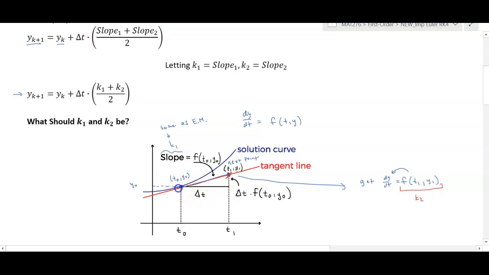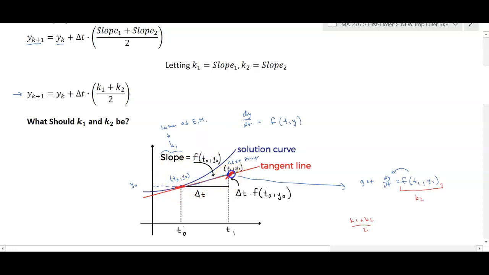So one slope we get right here, and then by using Euler's method, we get a new point which gives us a new slope. And then we're going to take this slope plus this slope and average them together. Okay, so now we would take k1 plus k2 over 2. This is going to be our actual slope. And then we're actually going to kind of rewind. We're going to come back to t0 and use that slope instead.